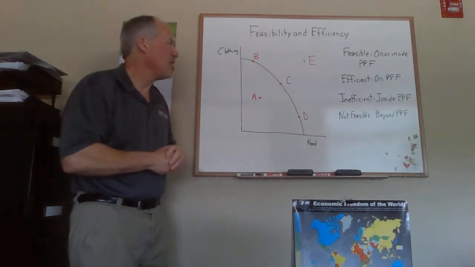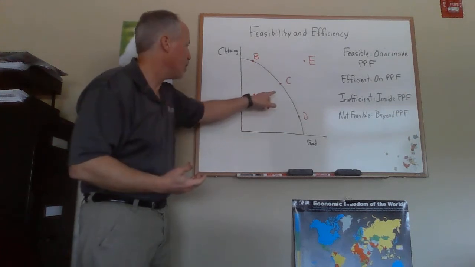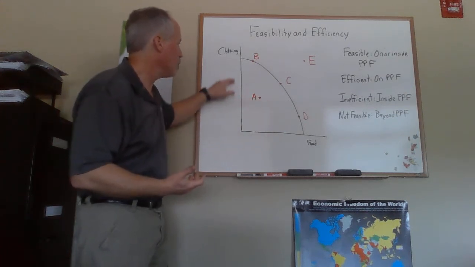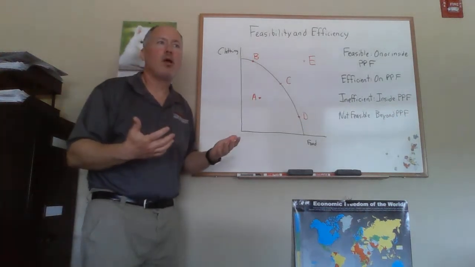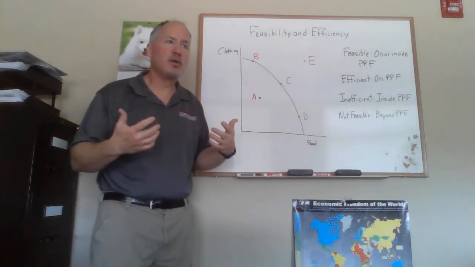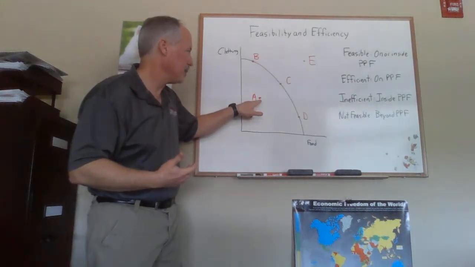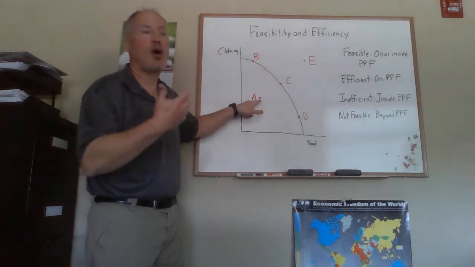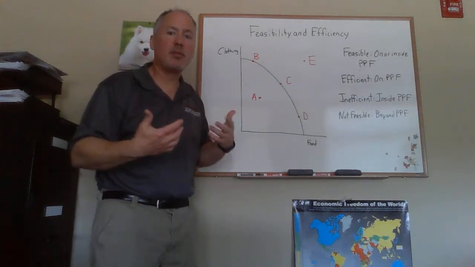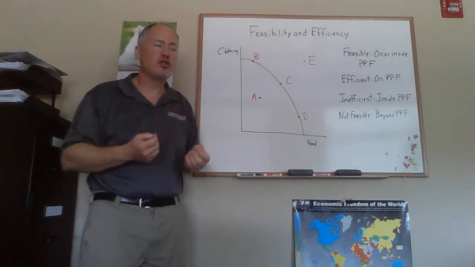And I think we could say that C would be better than A, just for this reason: we have both more food and more clothing at point C than at point A. So then what we could say is, if our economy were to happen to be only at point A, there would be a problem. And we would call this inefficient. Our economy is not working well. Efficiency is our measure of performance.